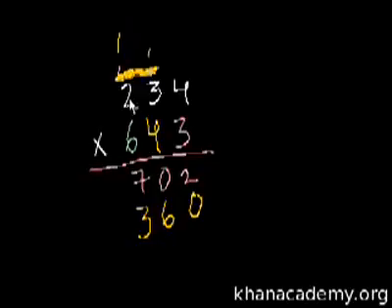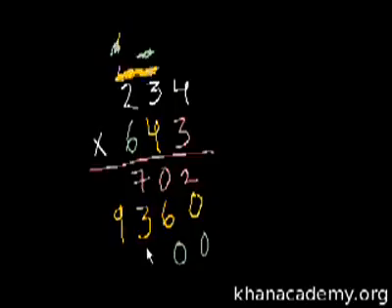4 times 2 is 8. Plus the 1, well, that's 9. And now we're done with the 4, or the 40, depending on how you want to view it. Now we're ready for the 6, or the 600. Since it's the 600, we put 2 zeros here, and we just treat it like a 6. And let's clean up what we did before.